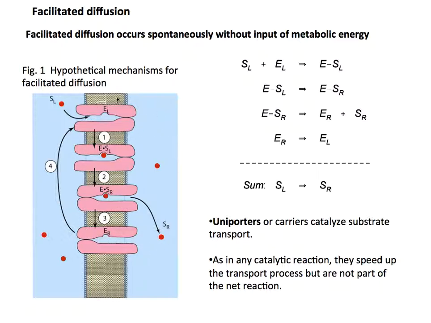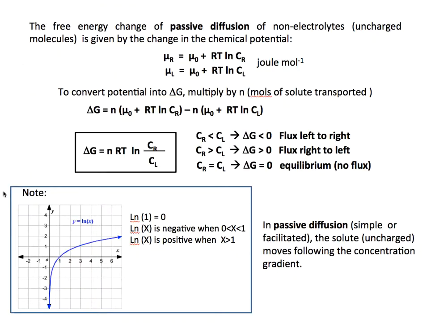And this figure is written with variables expressed as variables here. So the sum is that you move the solute that used to be on the left side to the right side, and that's what a facilitated diffusion uniporter is doing. Just like in any catalytic reaction, it speeds up the process. It goes along the gradient, and it's not part of the net reaction, of course.